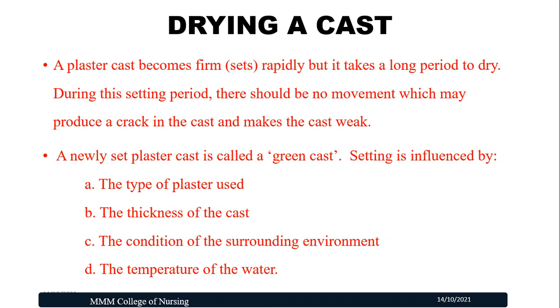There are various factors that will influence the setting of the cast. Some of these factors are the type of the plaster that is being used, that is the fiberglass or the gypsum cast. The thickness of the cast, that is the layers that are taken to apply the cast. And the condition of the surrounding environment, the ventilation of the area where the patient is, then the temperature of the water used for application of the cast. These are the few factors that greatly influence the setting of the cast. So we need to think of these factors when drying the cast.